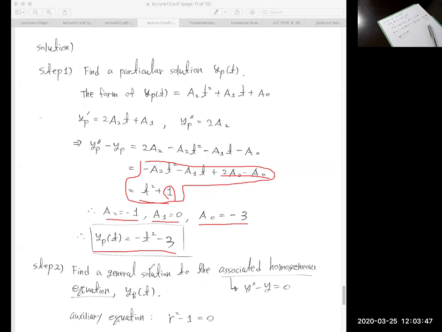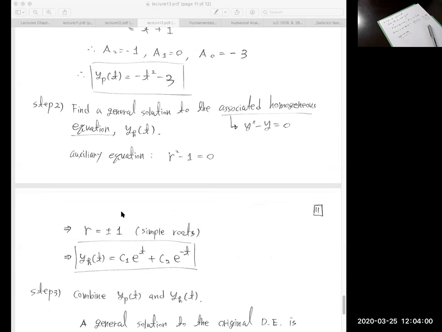Now, the next step is to find the general solution to the associated homogeneous equation, let's say yh. We're going to find the auxiliary equation first. We see the auxiliary equation must be r squared minus 1 equals 0, right? Then r must be plus or minus 1. We got simple roots. So yh, the general solution, must be C1 times e to the t plus C2 times e to the negative t. It's not a big deal, right?